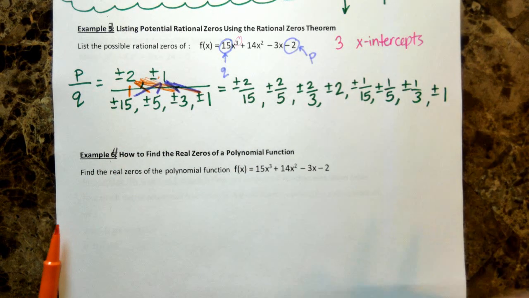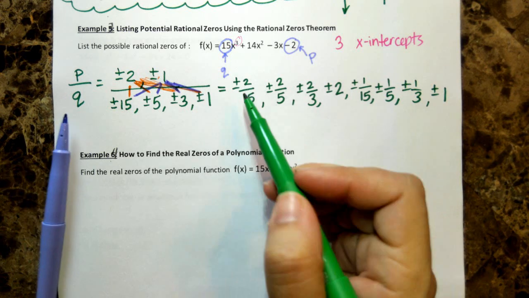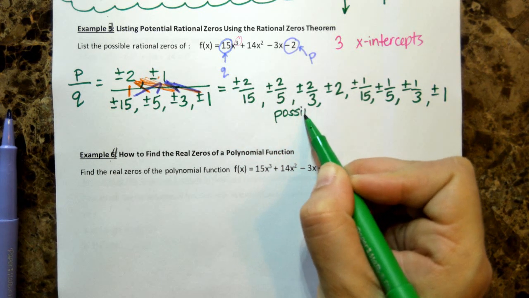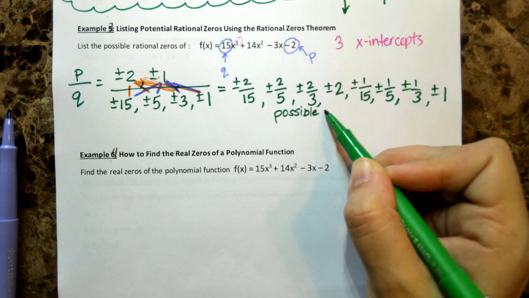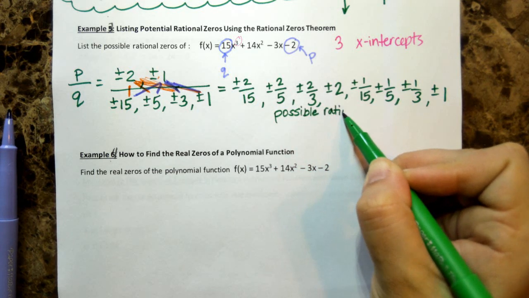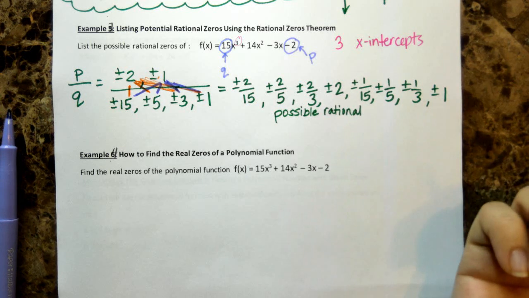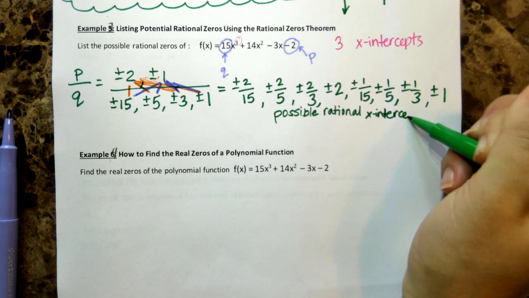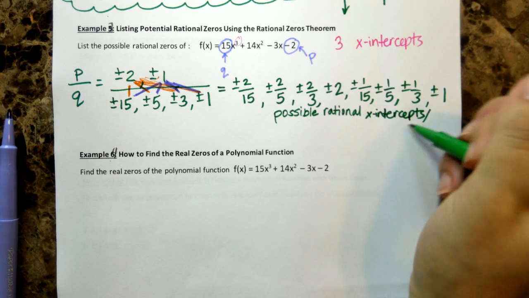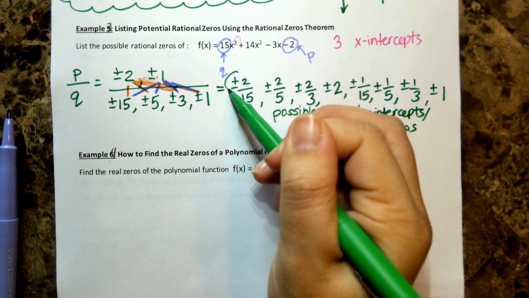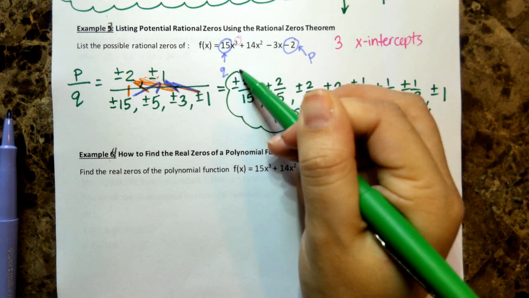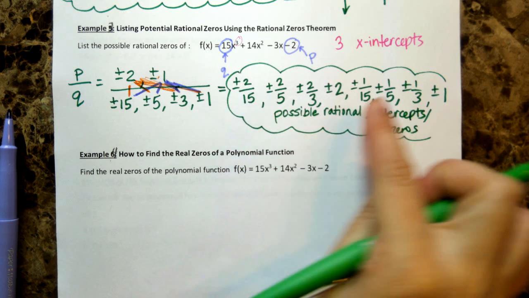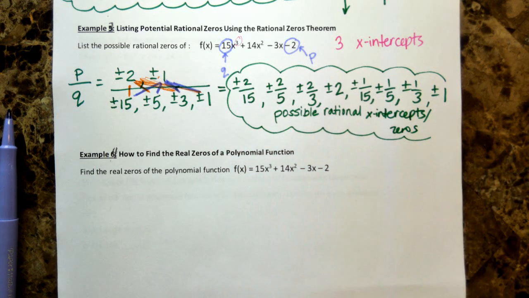This is a much bigger list than the previous one, but that's okay. There's a bunch of different numbers to choose from, but this is the list of all of the possible rational, which just means whole number or fractions, x-intercepts, aka zeros, if you want to call it zeros instead. So we come up with a list of the possible x-intercepts. Now there's a total of 3. We don't know which 3 those are, but we know that some of them are probably in this list somewhere.